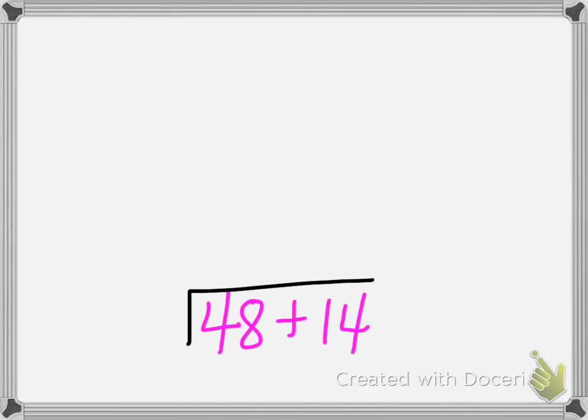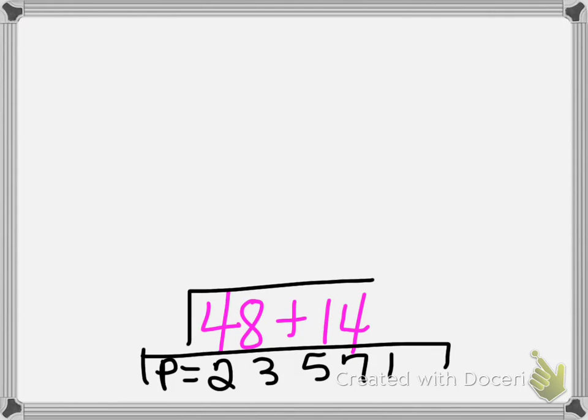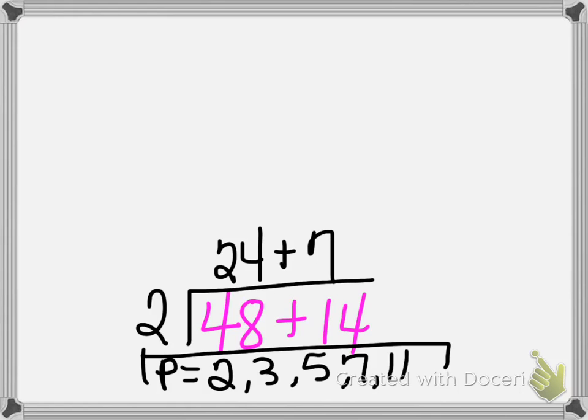Here's our first layer. And looking at our plate, we have our prime numbers, 2, 3, 5, 7, and 11. We're going to ask ourselves, what number are we going to divide into both 48 and 14? Let's start with the 2. Okay, 2 can go into 48 24 times. Bring up my addition sign. 2 can go into 14 7 times.